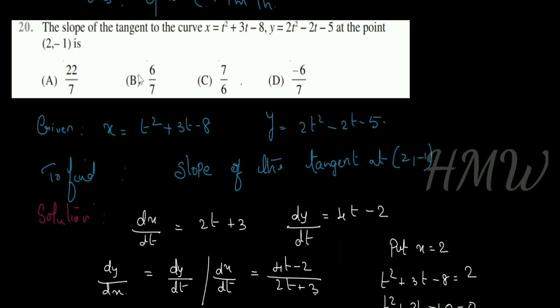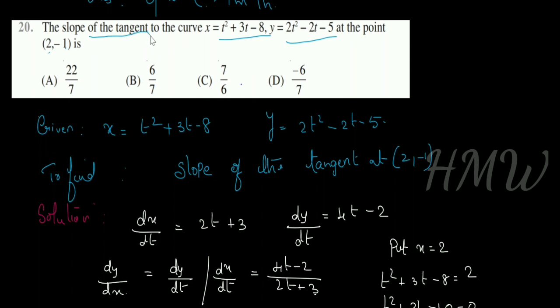Question number 20. The slope of the tangent to the curve x is equal to t square plus 3t minus 8, y is equal to 2t square minus 2t minus 5 at the point 2, minus 1. So x is given in terms of the parameter. It is in parametric form, x and y are in parametric form. At the point x is 2 and y is minus 1.